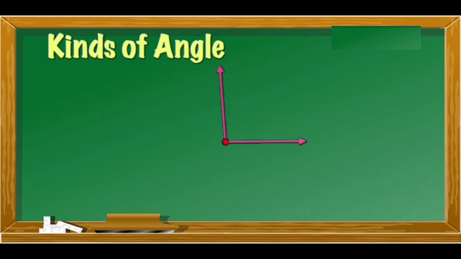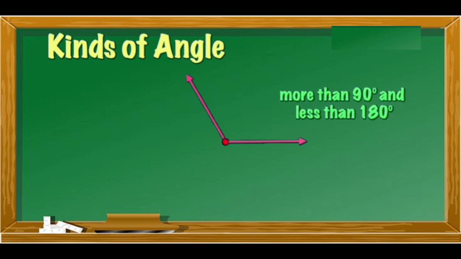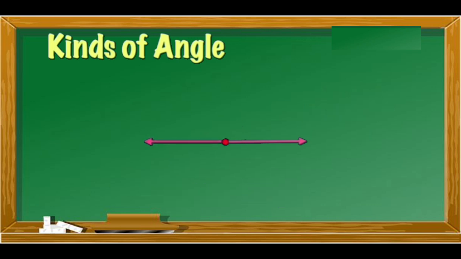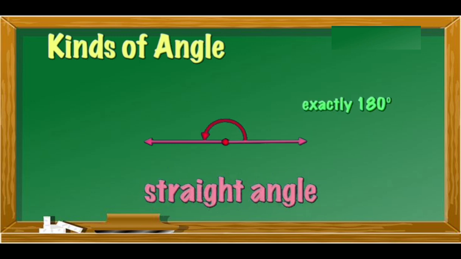If the opening of the angle becomes more than 90 degrees but less than 180 degrees, then it is called an obtuse angle. How about if both of the sides of the angle go in opposite directions? This type of angle that measures exactly 180 degrees is called a straight angle.